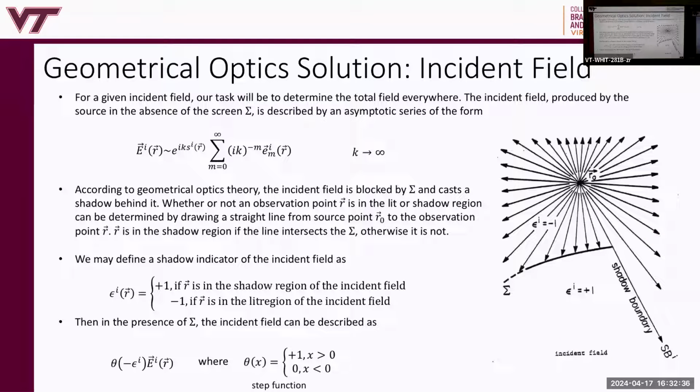All right, now we're going to define the incident field in the presence of the screen using this cookie cutter operator, which is theta. So the argument of theta is minus epsilon incident, and theta is a step function. +1 if x is greater than 0, 0 if x is less than 0. So that's nothing but, here's x. If x is greater than 0, it's 1. If x is less than 0, it's 0. It's a step function. And you pass into it the shadow indicator. And you multiply that by E incident.